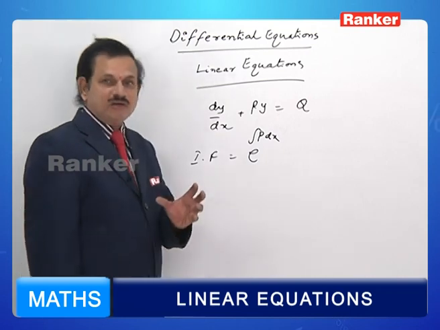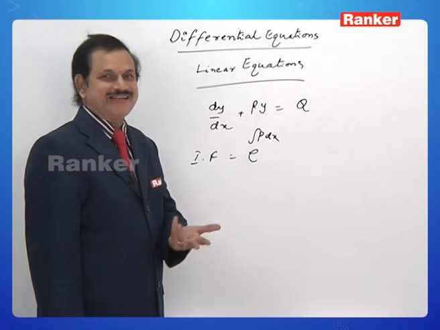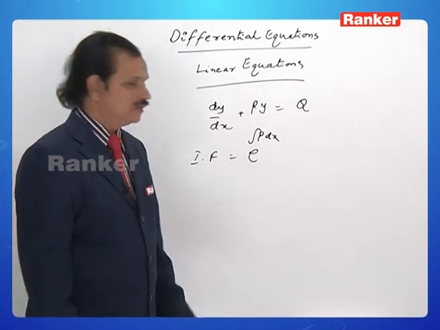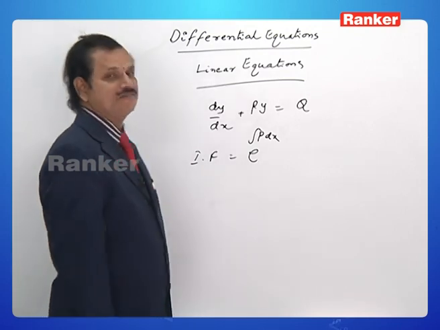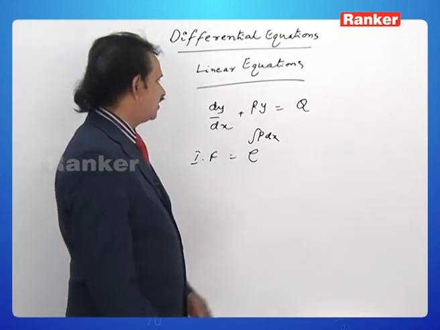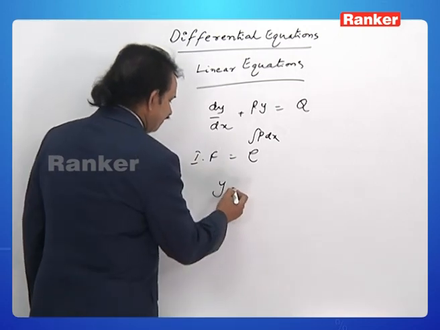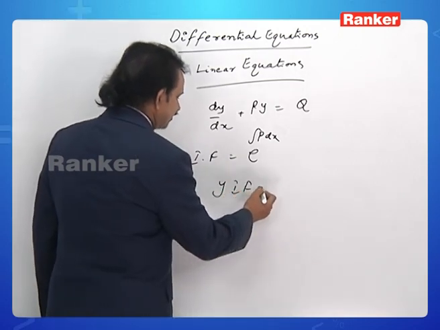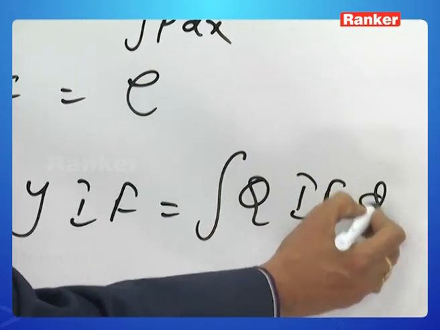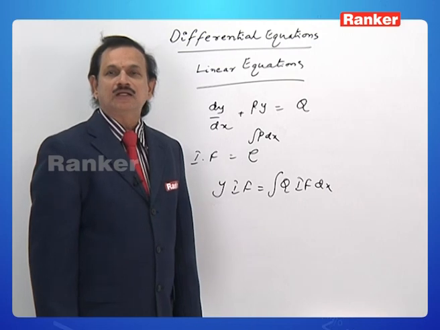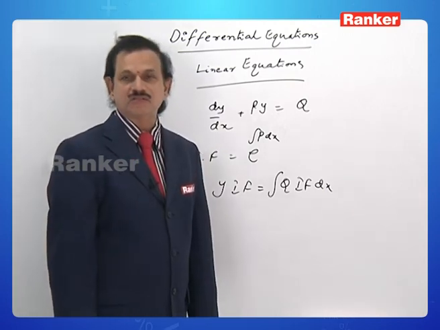That factor or function or expression with which we multiply a non-exact equation to make it exact is called an integrating factor. It is e power integral p dx for this one, and of course the solution is then given by y into integrating factor is equal to integral of q into integrating factor dx. These are the salient features of linear equations.